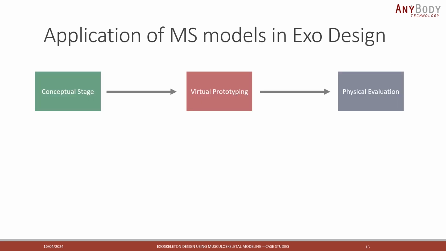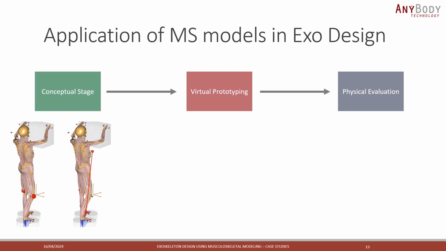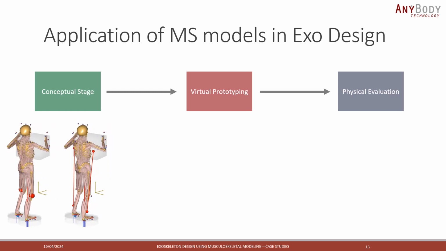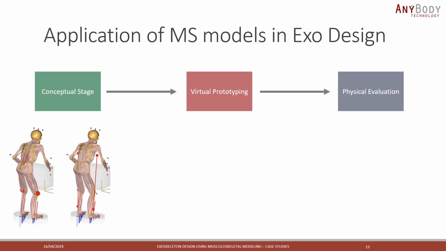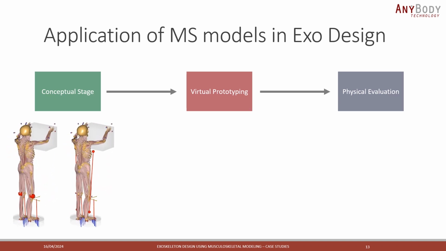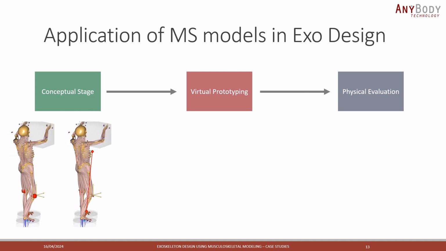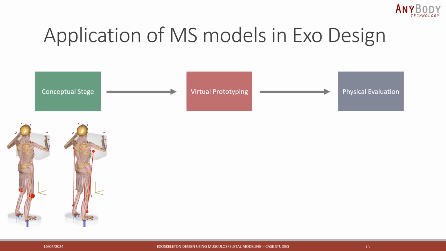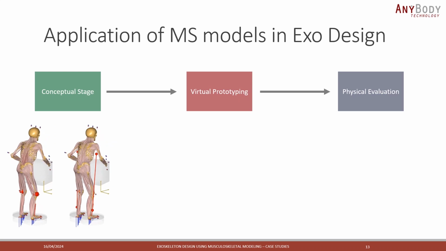There are many examples in the literature of how musculoskeletal models can be applied in exoskeleton design, and they can be grouped into 3 main stages of the design process. The first stage is the conceptual one, where the goal is to understand the activity that needs assistance and to estimate the internal loads involved. Then, different concepts and methods can be explored to assist this activity, such as assisting different joints.